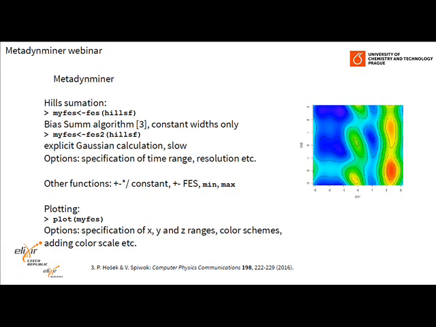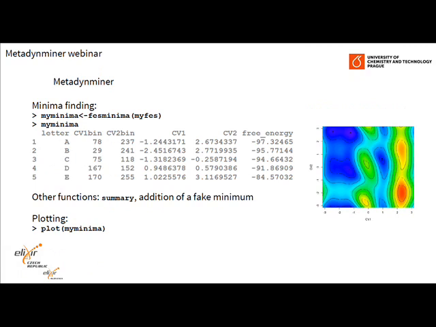And you can plot the free energy surface by the function plot, where you can specify, for example, a range of various axes. You can specify different color schemes. If you don't like the colors which I have chosen, you can use whatever color schemes you want, and it's also possible to add a color scale.